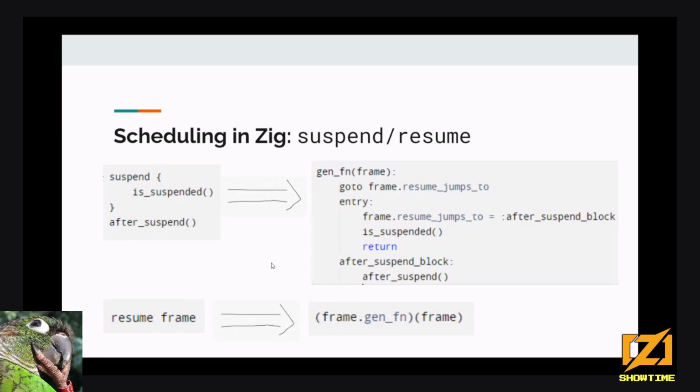And so resume, pretty simple. It just calls the generated function with the frame. And then that does all the switch case dispatching, gets to the right place where it was suspended, and continues on.